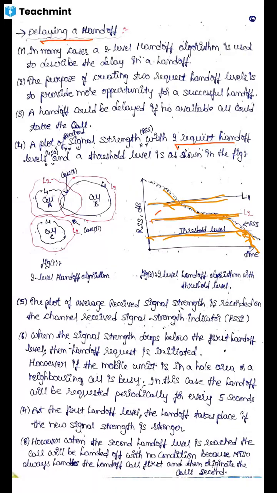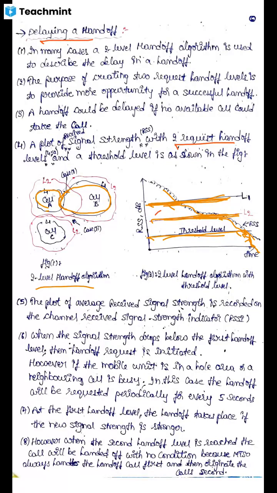Then coming to this diagram, we can see here the cell A L1 condition, and cell B is also L1. Here L1 and L2 are intersected. It means when we consider cell A and cell B, at the L1 level only the handoff is initiated, and the handoff is successful in the L1 area, in this case 1.